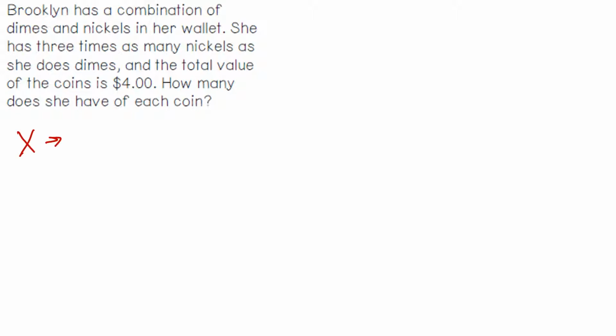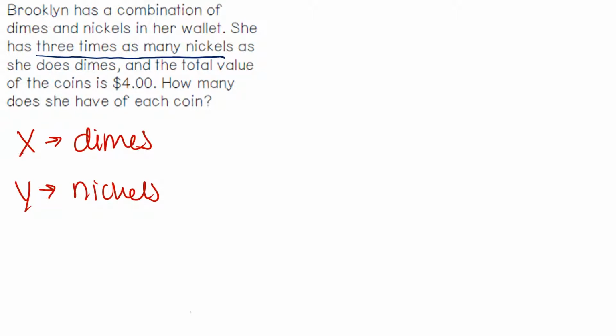So the two things we're talking about in this problem are dimes and nickels. Those represent our variables. Now, when we go to write our equation, it says she has 3 times as many nickels as she does dimes. So we have larger nickels. So our 3x, 3 times as many nickels as she does dimes.